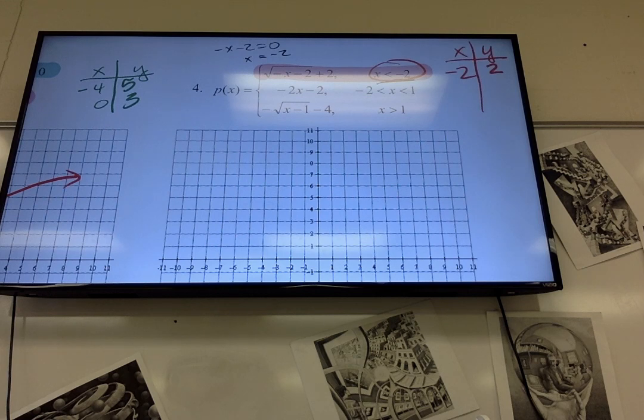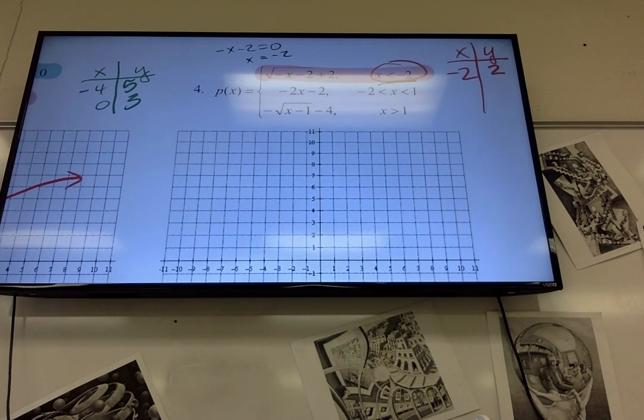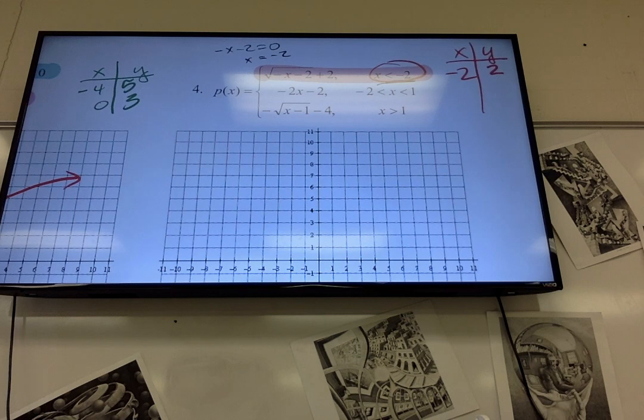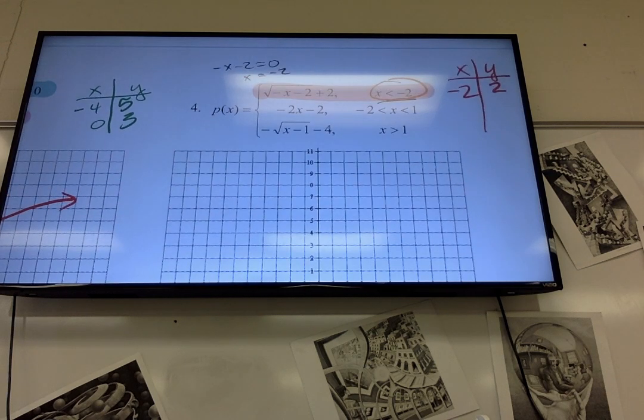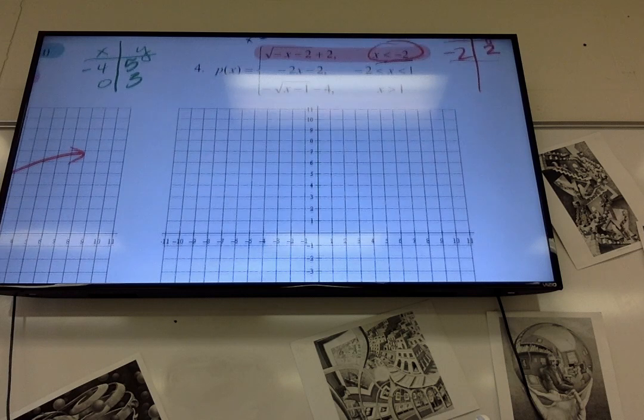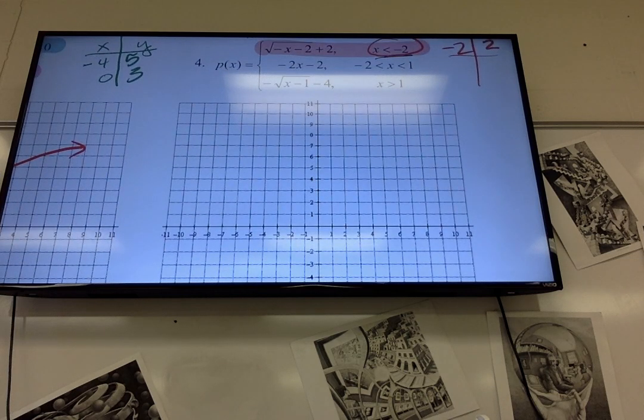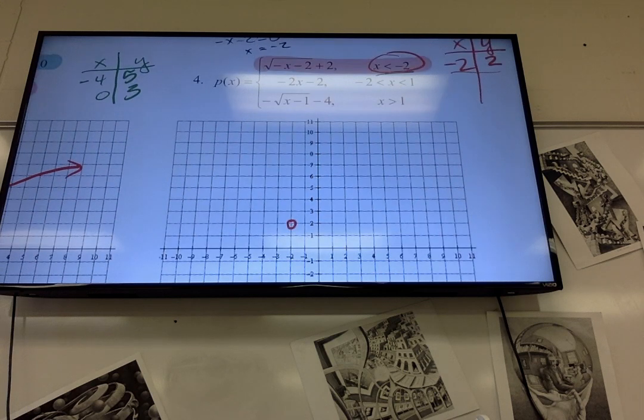Now I'm going to plug it in. -2, negative of a negative means that's a +2. +2 minus 2 is 0. And then square root of 0 plus 2 is 2. So that's where that's coming from. Questions on that first point? All right. So we have -2, 2. Open circle. Yeah, I need something else to the left.